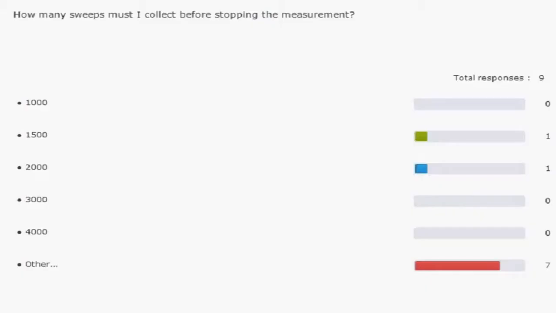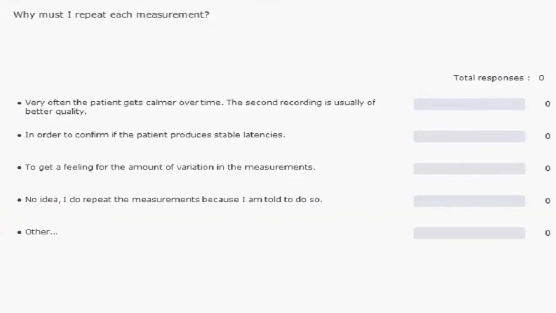Let's switch to the second question. Why must I repeat each measurement when I do ABR? Maybe the answer is that very often the patient gets calmer over time and the second recording is usually of better quality. Or perhaps you think that it is done in order to confirm if the patient produces stable latencies. Perhaps it is to get a better feeling for the amount of variation in the measurements.